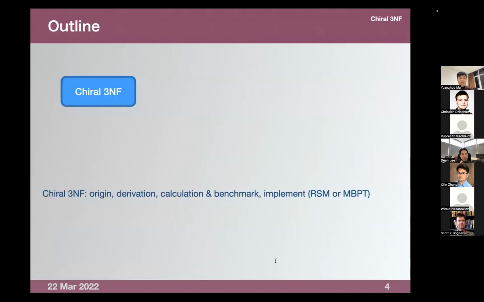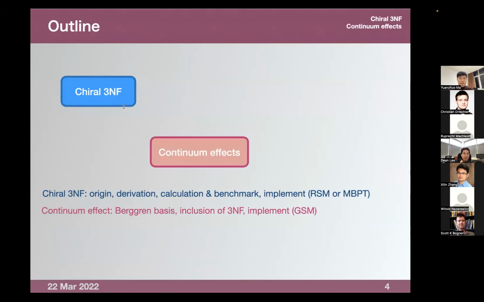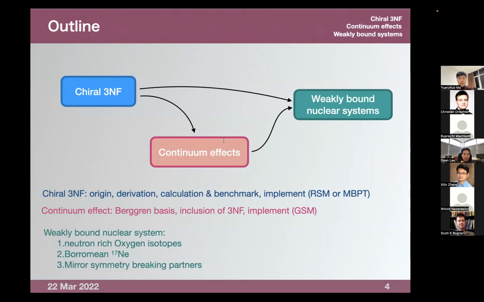So the outline will be the discussion of chiral three-nucleon force first, and then move to the continuum effects. At last, we will combine those two together and study three interesting cases which belong to the weakly bound nuclear systems.